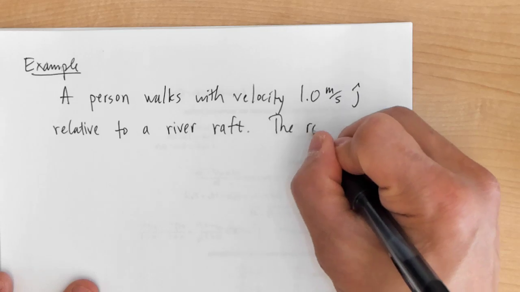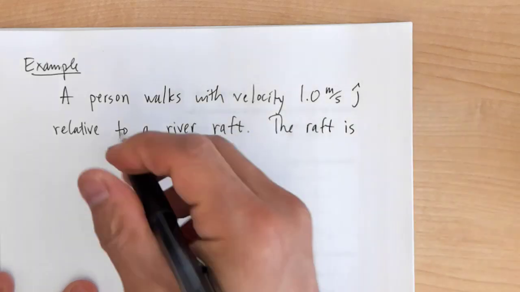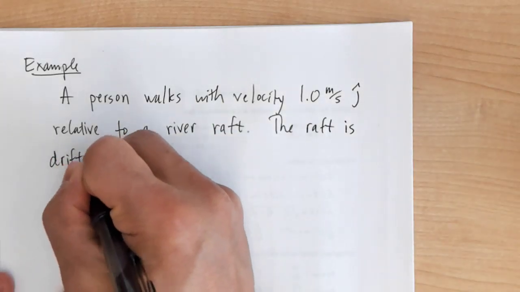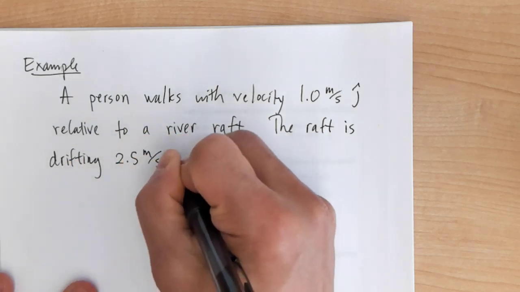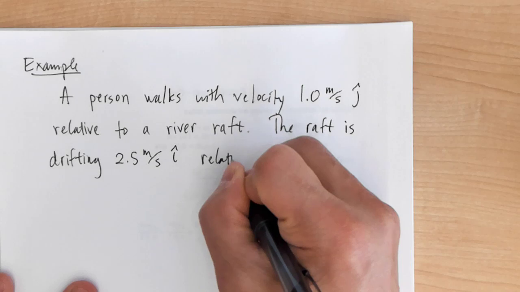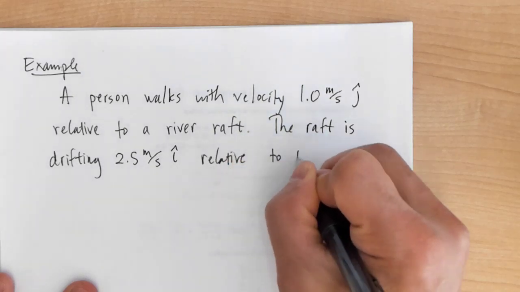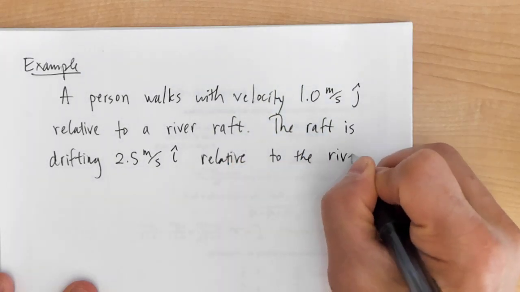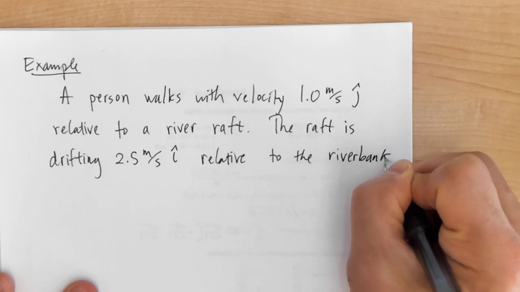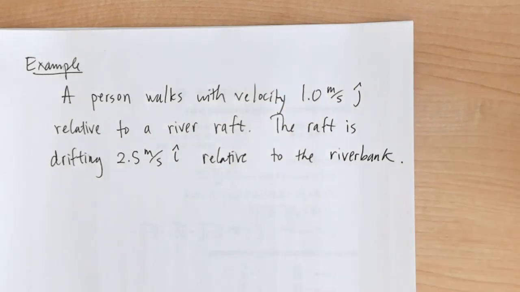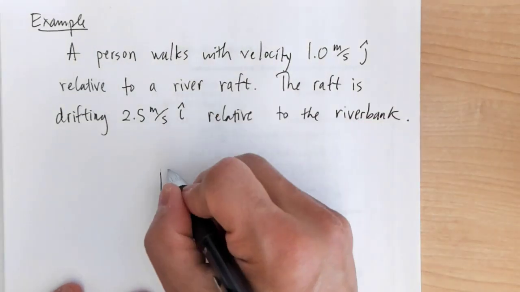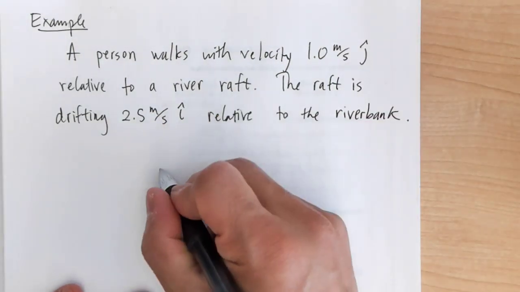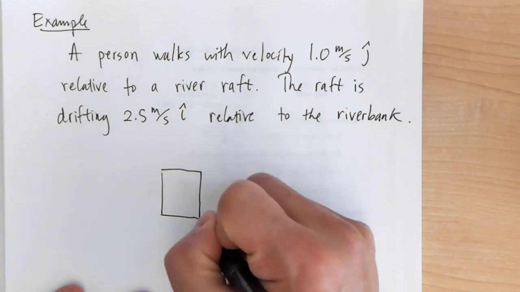The raft is drifting 2.5 meters per second I-hat relative to the riverbank, just the land next to the river. So we have this sort of picture. So this is a bird's eye view. We're looking at it from above, from a drone or something.